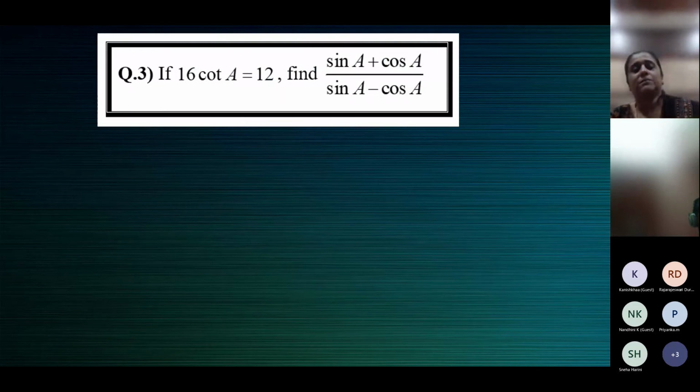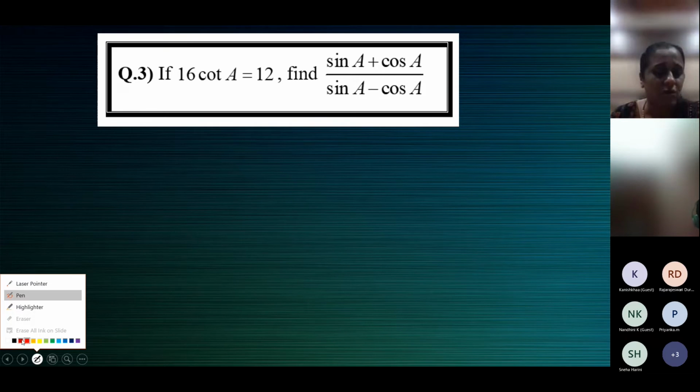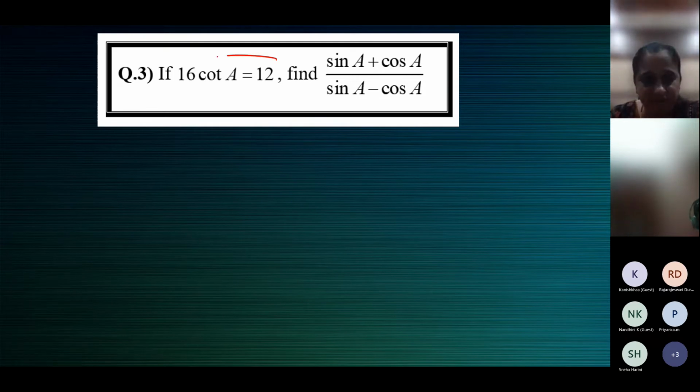Okay, next one. If 16 cot A is equal to 12, find sin A plus cos A by sin A minus cos A. So through this answer, we'll see how we can make use of the given ratio itself to evaluate this. This we cannot do everywhere, only for certain situations.